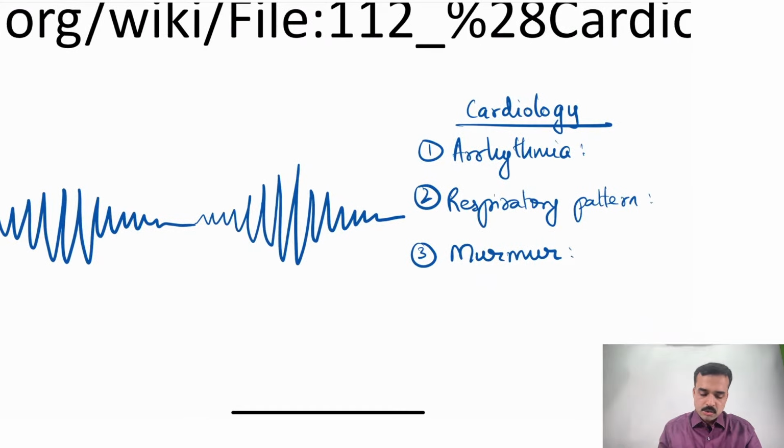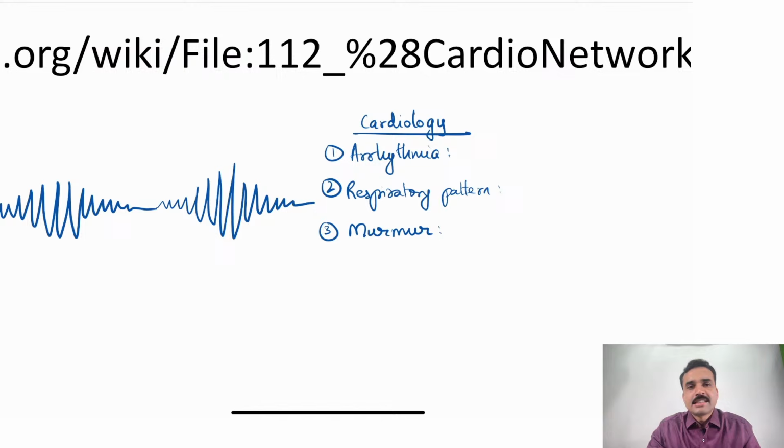In cardiology, you can see this kind of a pattern in 3 areas. One related to an arrhythmia, one related to the respiratory pattern, and one related to a murmur. So can you guys guess? All 3 are PYQs. All 3 have been asked in INI. One has been asked in NEET rather. So 2 in INI, 1 in NEET.